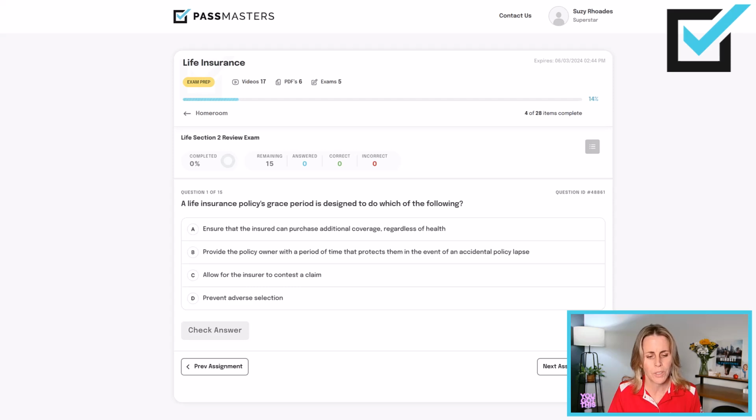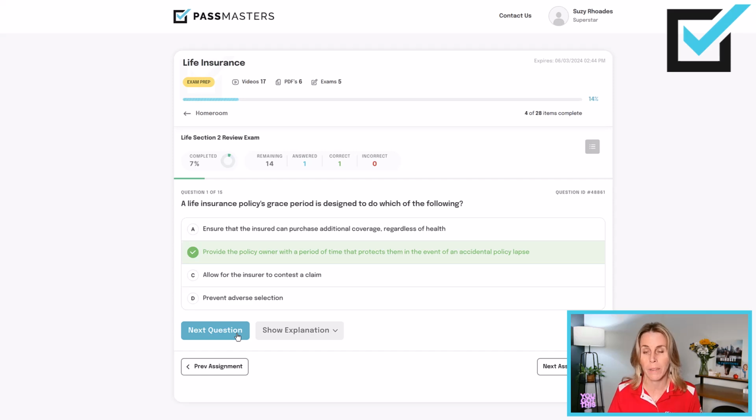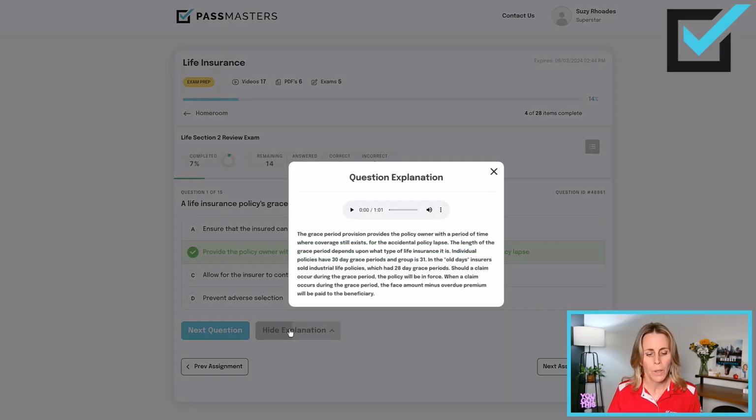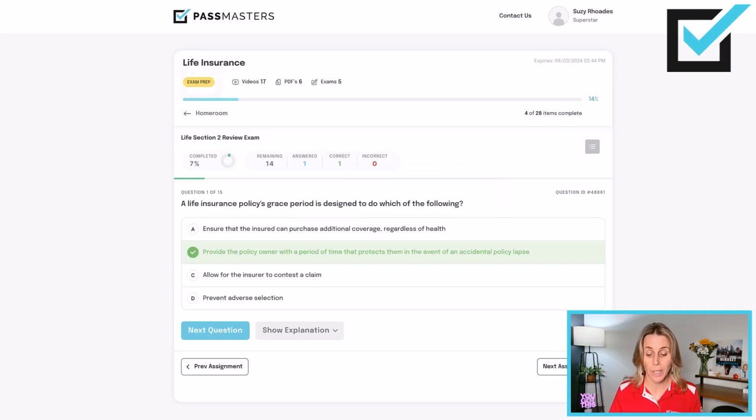Prevent adverse selection. No. The correct answer here: provide the policy owner with a period of time that protects them in the event of an accidental policy lapse. So we know we got it right. We got that green check mark. Show explanation. So the grace period: if a claim occurs during the grace period, the claim will be covered minus the overdue premium.